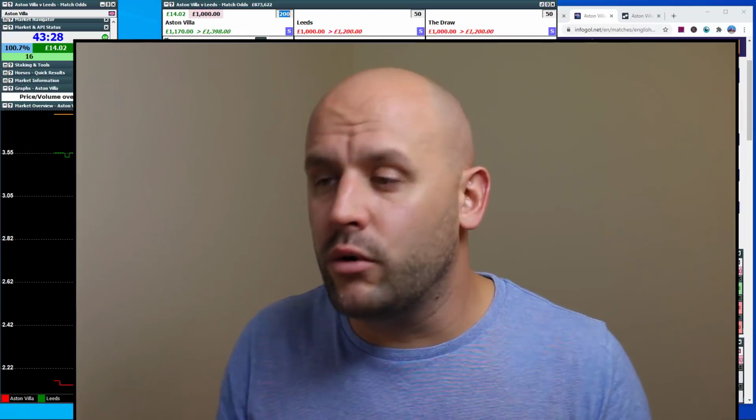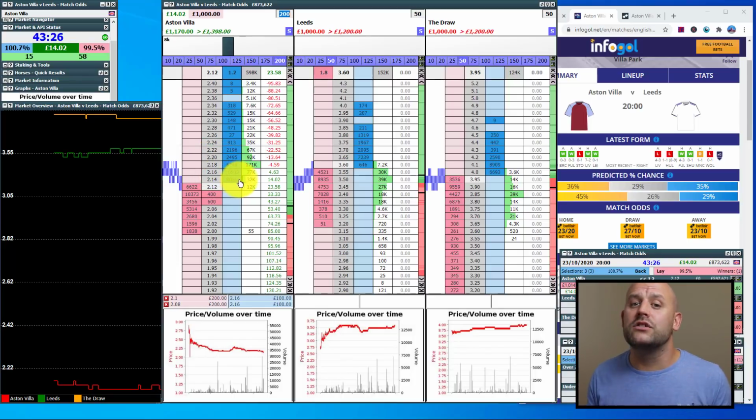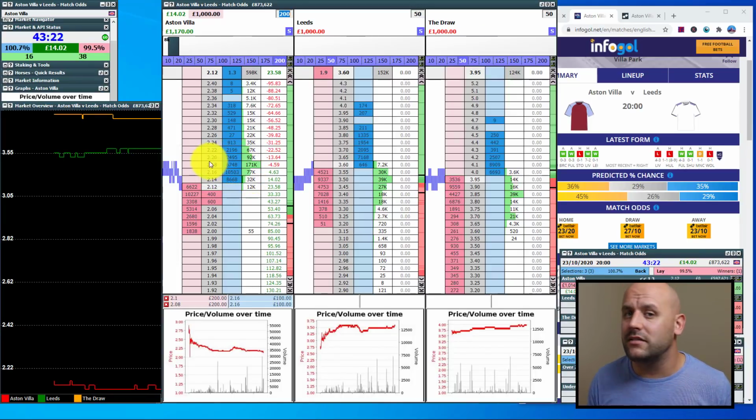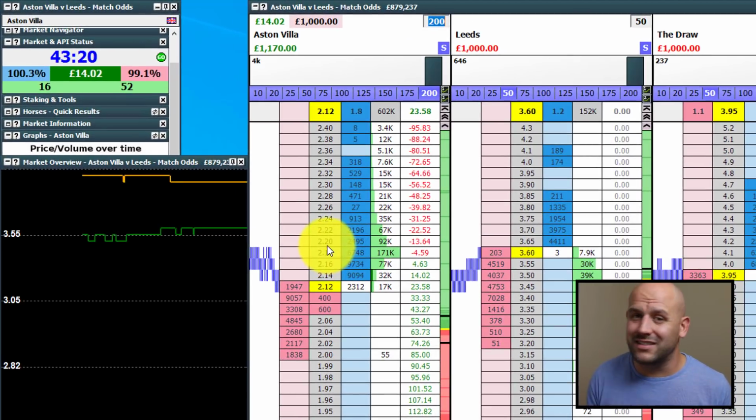I'm then going to go away from the screens and come back a little bit later, because I want the team news to set in. I want the hype, the TV, social media, the internet, all that kind of stuff to pick up interest in this football match and allow the general betting public to place their bets and move the price for us so we can then seal in that profit.